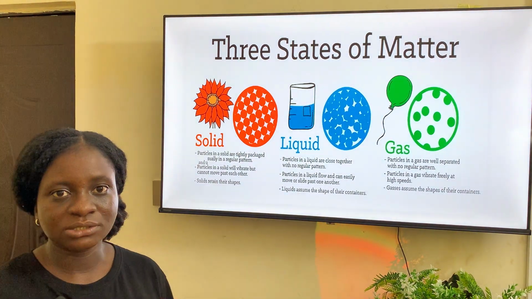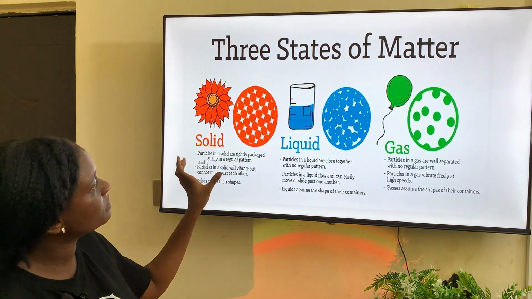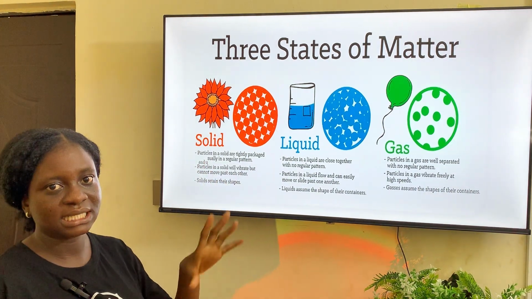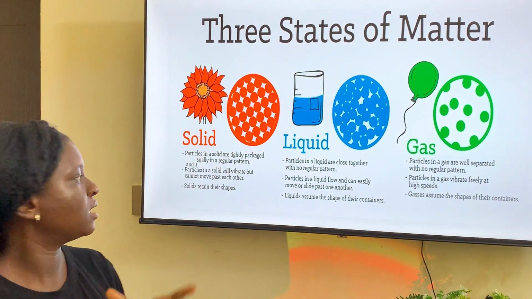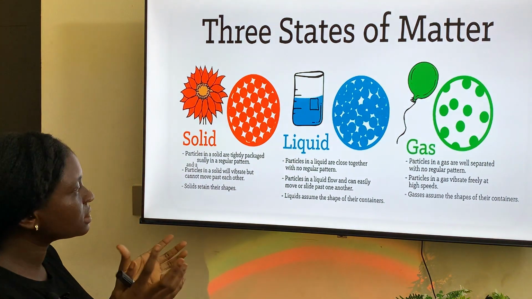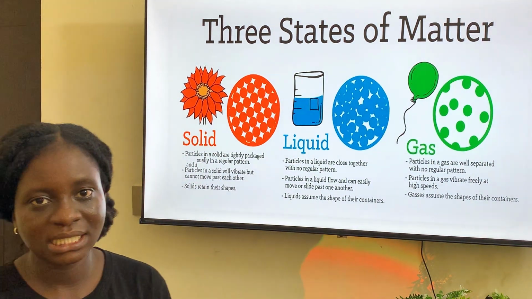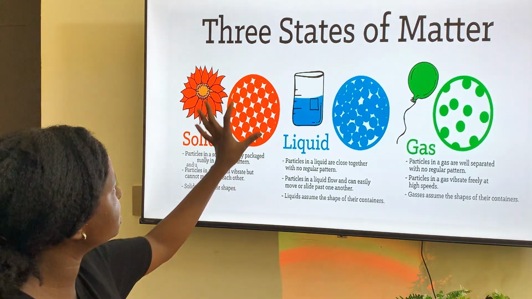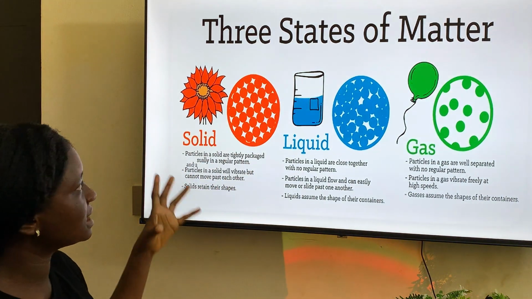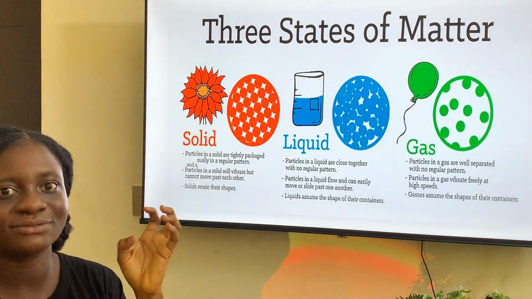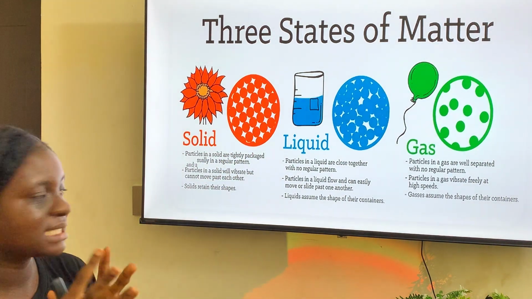When you talk about the solid state, if you look at this picture well, you will see that the solid states, they are tightly packed. So the particles in a solid are tightly packed, usually in a regular pattern. Look at this picture, you see that the particles there, they are fixed together, they are tightly packed.